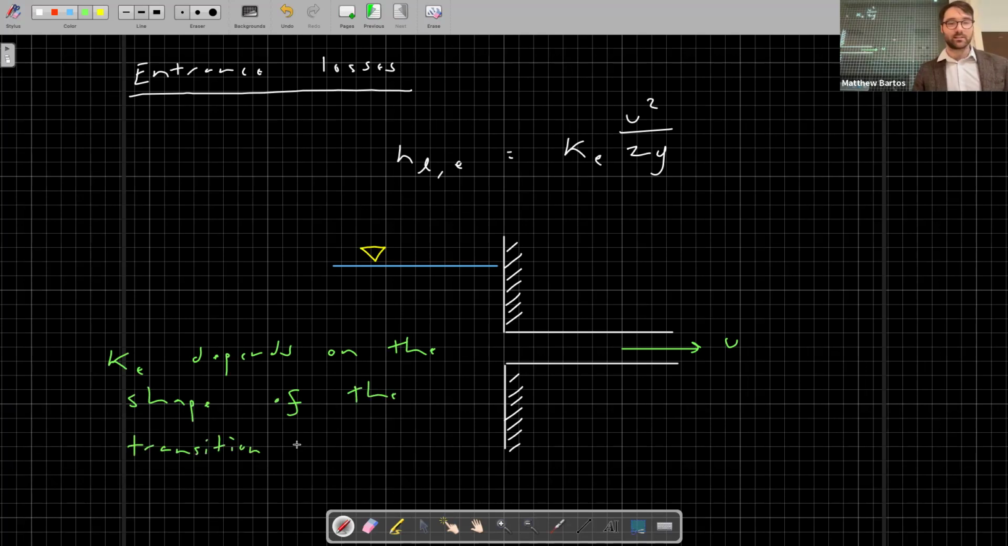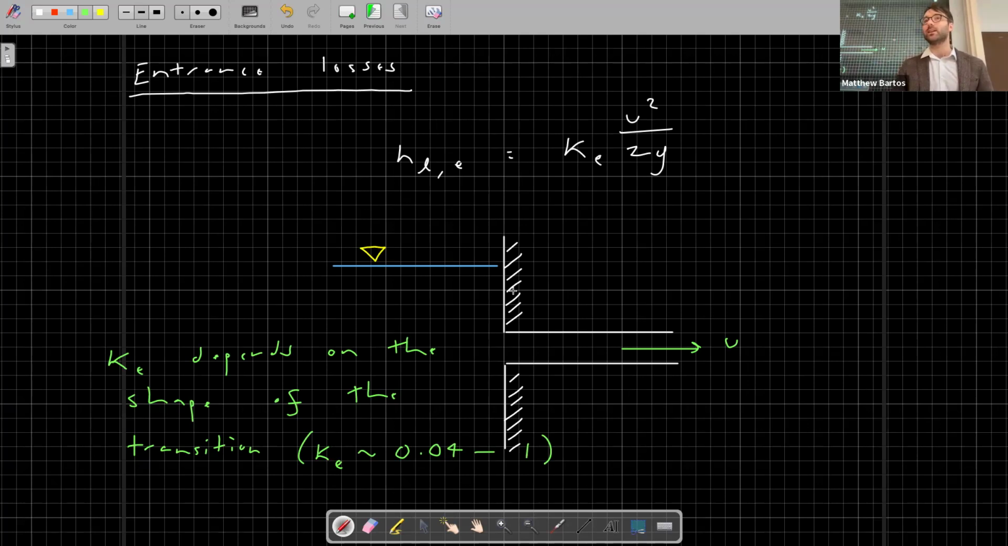So generally it can range all the way from 0.04-ish to 1, depending on the shape. So it's quite a range. For a sharp-edged contraction or a sharp-edged entrance loss like this, it'll be about 0.5.